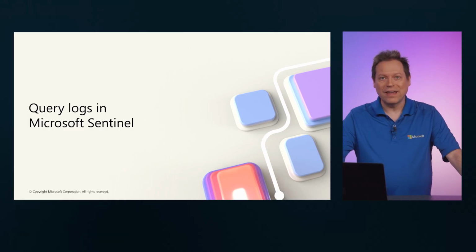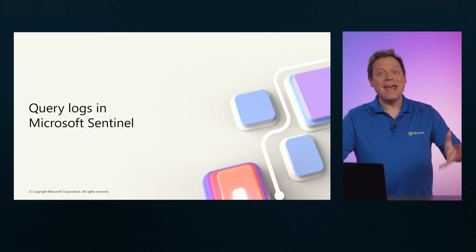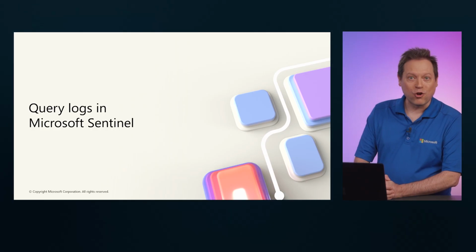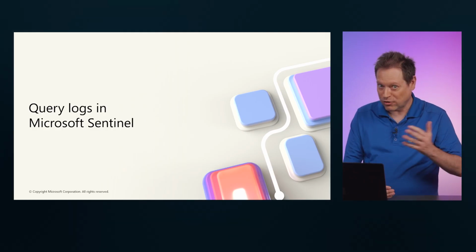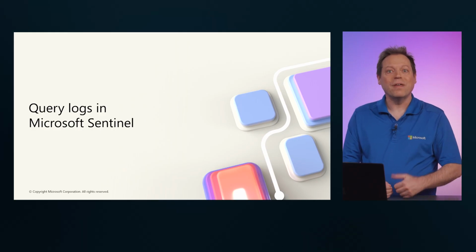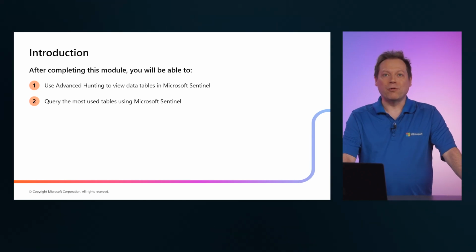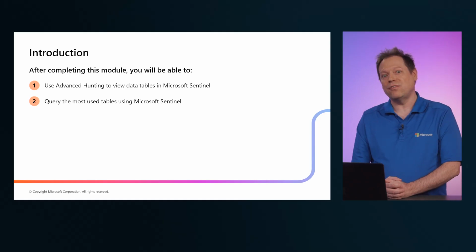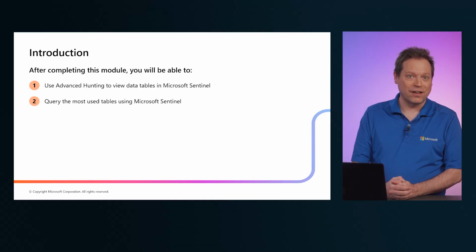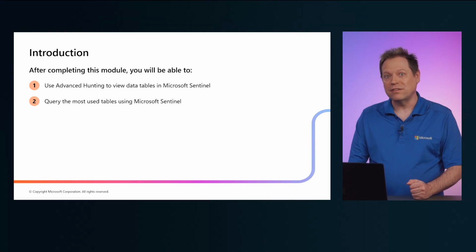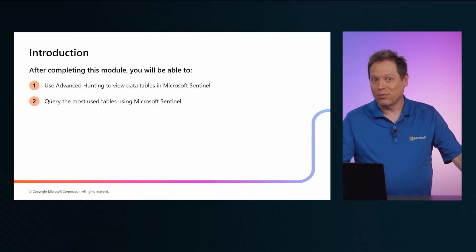Once the data is flowing and retention is configured, the next skill is knowing how to query it efficiently. Here, we'll focus on advanced hunting and KQL to explore data, validate ingestion, and accelerate investigation. After completing this module, you'll be able to use advanced hunting to view table data in Microsoft Sentinel, and you'll be able to query the most commonly used tables. These are foundational skills because even the best detection and automation depends on your ability to validate and explore the underlying data.